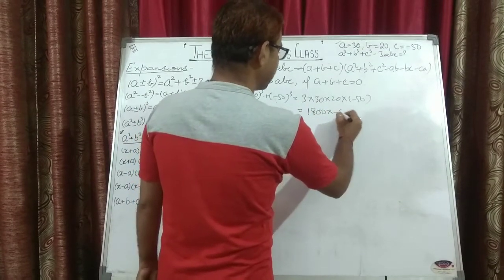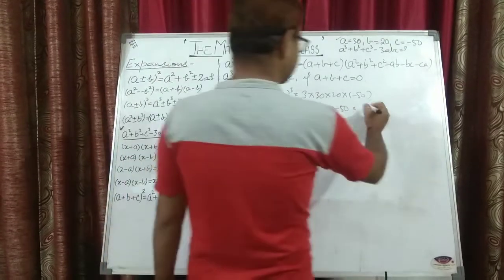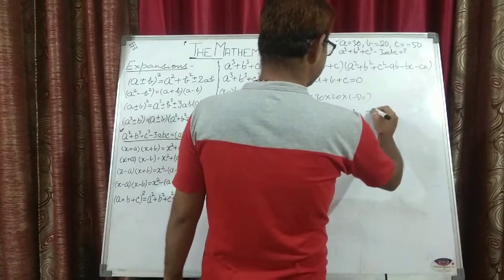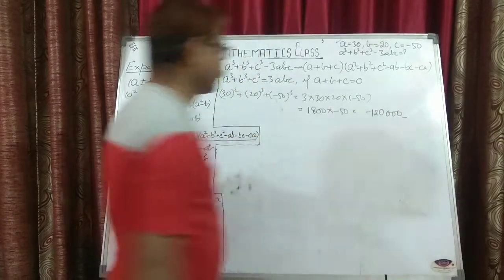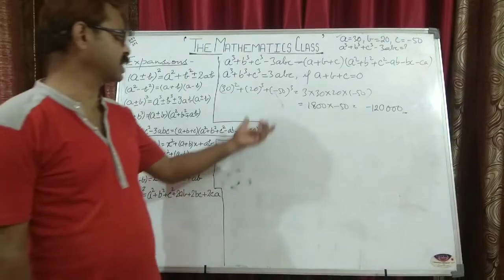1800 into minus 50, that is minus of 120,000. That is the answer. I'll take a few more questions to make you understand this again.